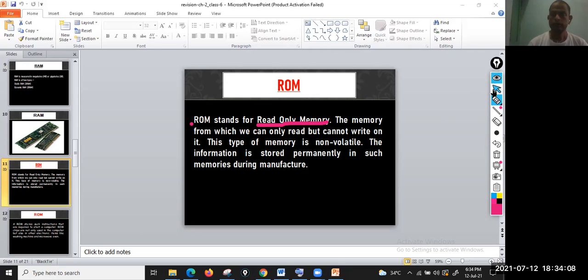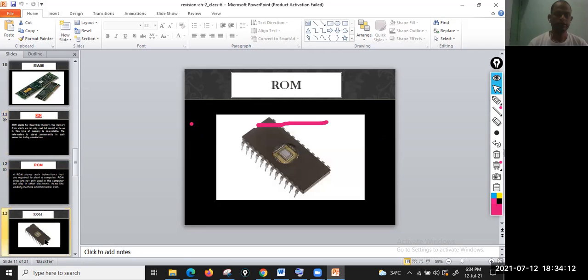And you can see here the ROM, and you can find it inside the CPU cabinet.